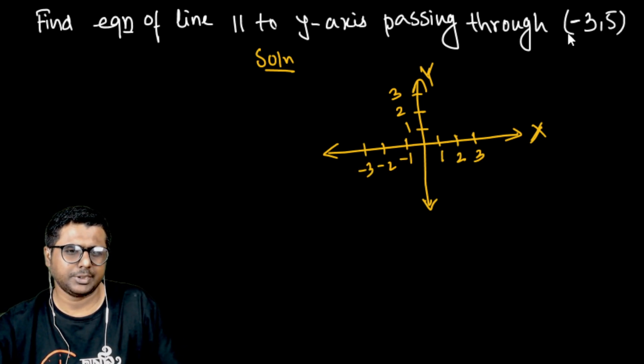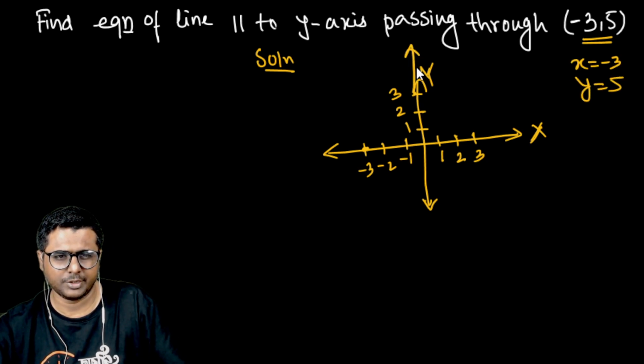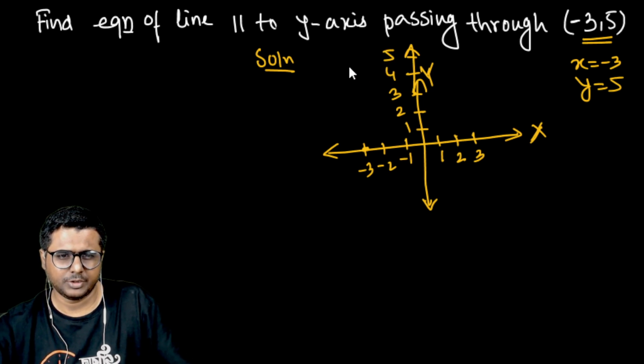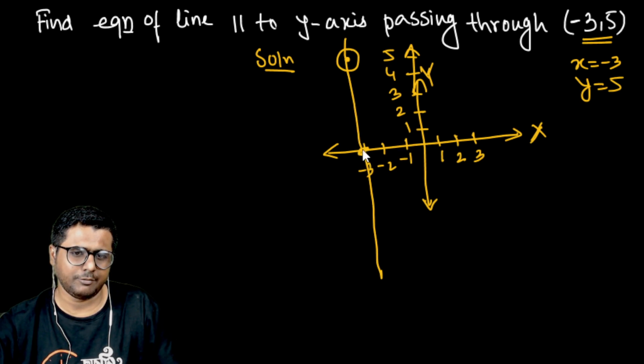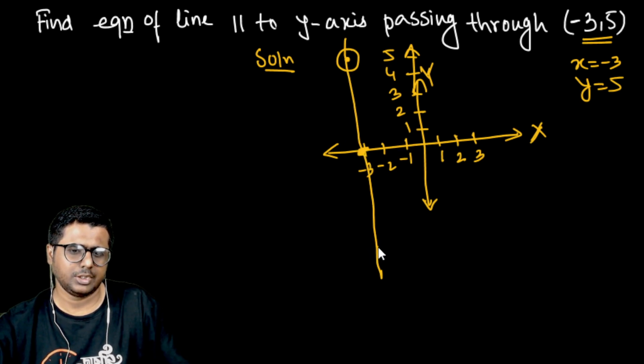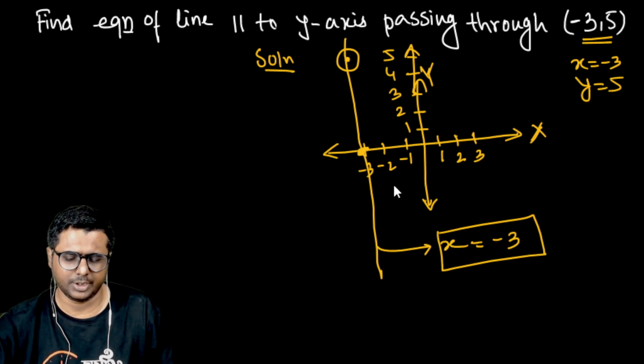It is said the line is passing through minus 3 comma 5. So what is minus 3 comma 5? This is minus 3, x value is minus 3 and y value is 5. So 5, I have to go up to 5 over here, 4, 5. So this will be minus 3 comma 5. This is the point, and a line will be passing through this point and it will be parallel to y axis. So this will be the line parallel to y axis. In this line, the value of x doesn't change, so here the equation will be x is equal to minus 3, and this is the answer. So this is the way you have to do the problem, nothing else. Okay.